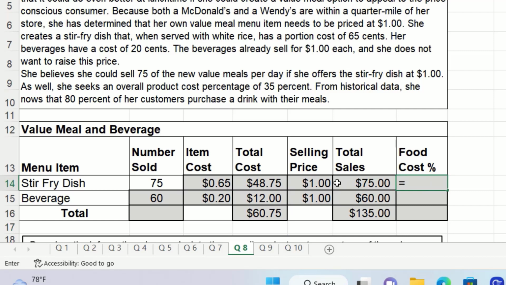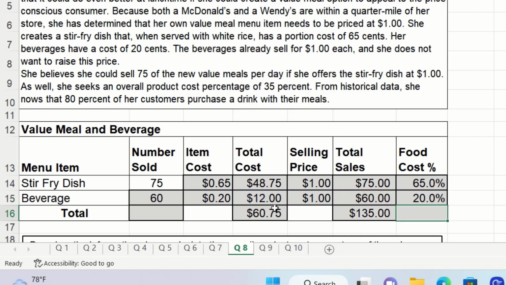Okay, we will take our total cost divided by our total sales. It's a 65% food cost on our stir fry dish. Let's see what it is on our beverage cost. Okay, if you're good at math, you should be able to figure this out, but Excel can do it for us as well. So we're at 20%.